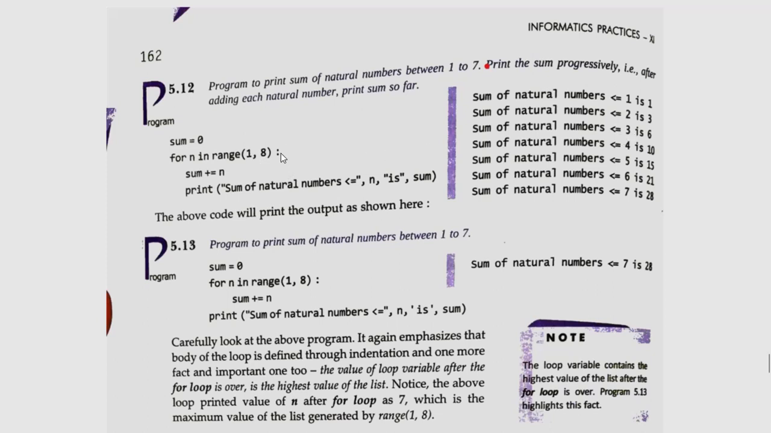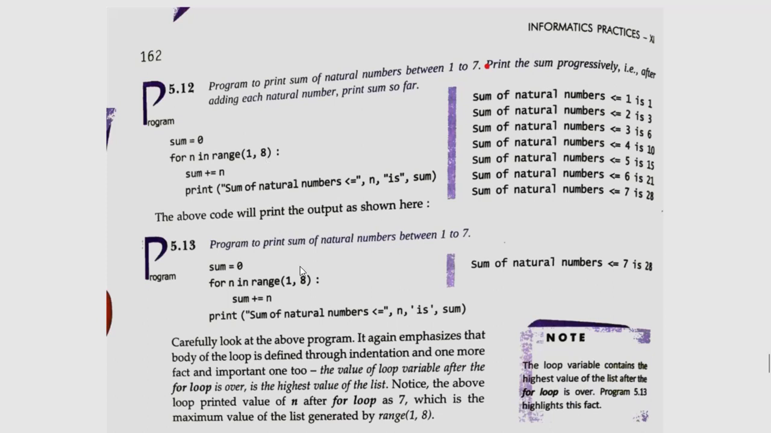Similarly the same loop is repeated again and again, and it will end at 7. The last value will be: print sum of natural numbers less than or equal to 7 is, and whatever the sum has come out to, that will be mentioned. So it will terminate at 7. Why 7? Because, as I already told you, in range you have used 1 to 8, which means it will start from 1 and end at 7.